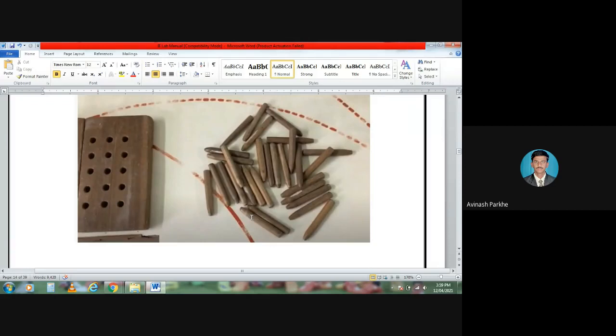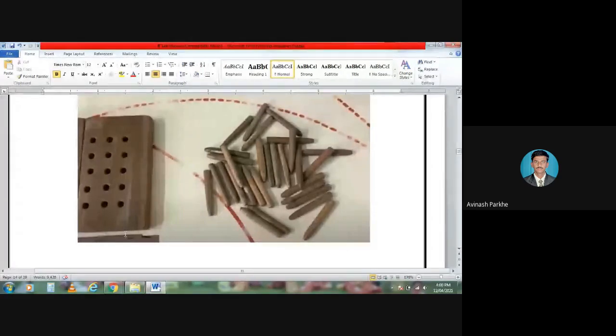So what am I doing? I am taking pin number 1 and inserting it in one hole. I am taking the second, inserting into the second hole. Again taking the third pin, inserting into the third hole. Fourth, fifth, like that, I am inserting 30 pins in the 30 holes. Once all the pins are inserted in all the 30 holes, I have to stop my stopwatch and measure the time.